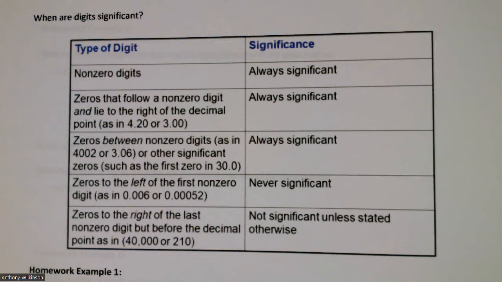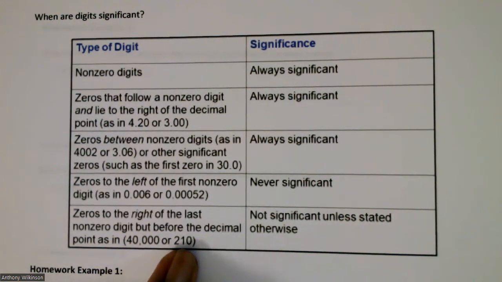And then we have zeros to the right of the last non-zero digit, but before the decimal point, as in 40,000 or in 210. Those are not significant unless stated otherwise. So in this case, if you don't see a decimal point in a whole number like 40,000, those zeros are not going to be significant. 210 doesn't have a decimal point behind the last zero. That zero there will not be significant.